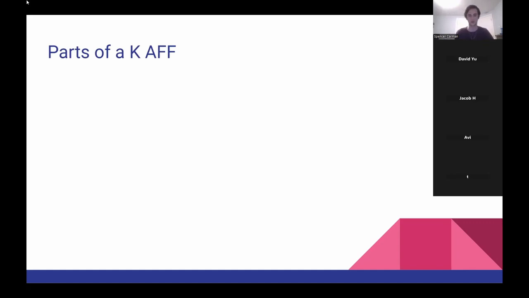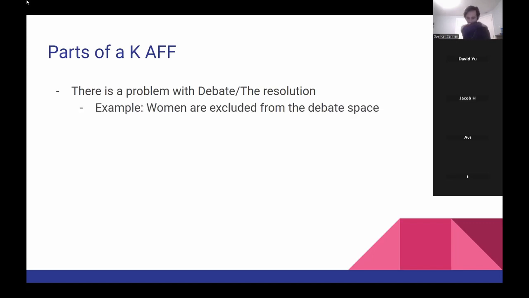This one's going to be a little bit shorter than K's on the neg, just because it's a little bit more simple, and I think they also tend to be less common. So KAF says first, there's a problem with either debate or the resolution. An example of this is to say that women are excluded from the debate space. So debate is a structurally sexist space.